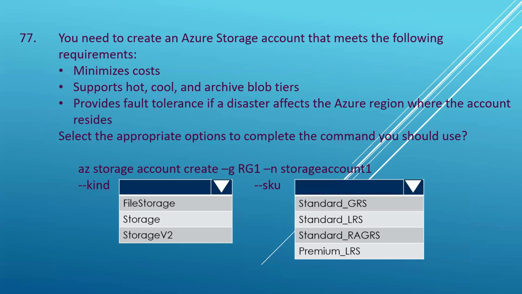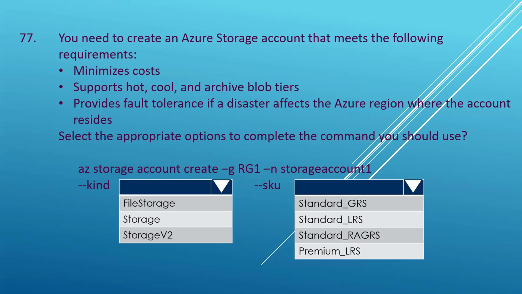Let's look at question number 77. You need to create an Azure storage account that meets the following requirements. Now, the requirements are: minimize costs, support hot, cool, and archive blob tiers, and provide fault tolerance if a disaster affects the Azure region where the account resides. Select the appropriate options to complete the command you should use. Your command is az storage account create, then RG1 is the name of the resource group, storage account 1 is the name of the storage account.